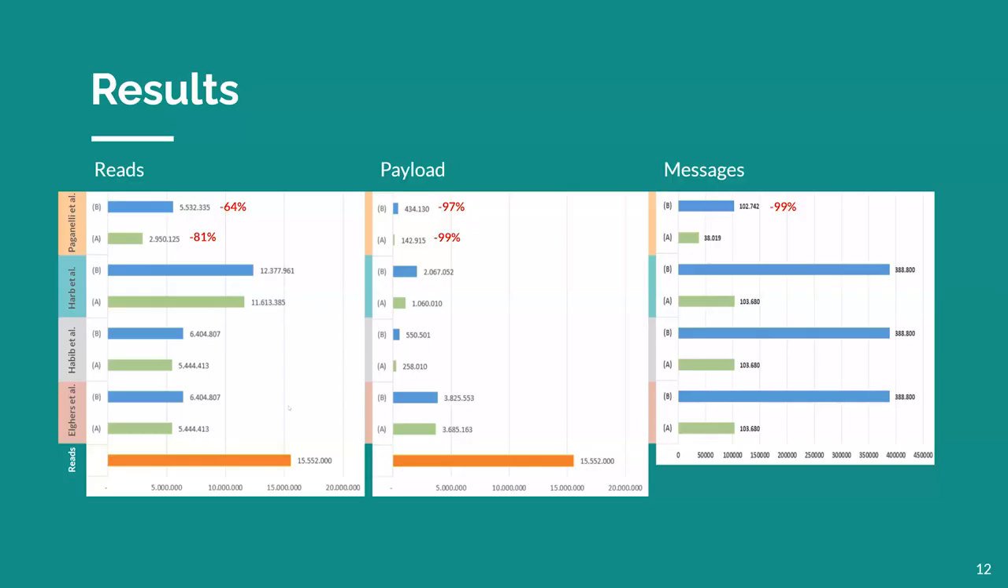These charts show the number of reads, payloads, and messages. The baseline is in orange at the bottom, and each algorithm results. Configuration A is in green and B in blue. We can see our algorithm results, which are at the top of the charts, and that it achieved the highest reductions. For instance, minus 81% of reads in A and minus 64% of reads in B.